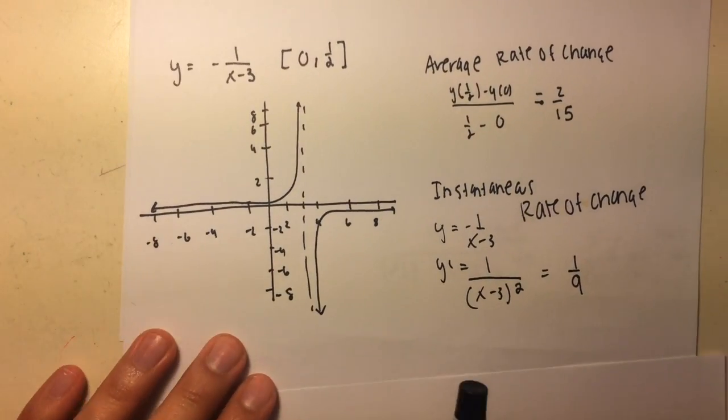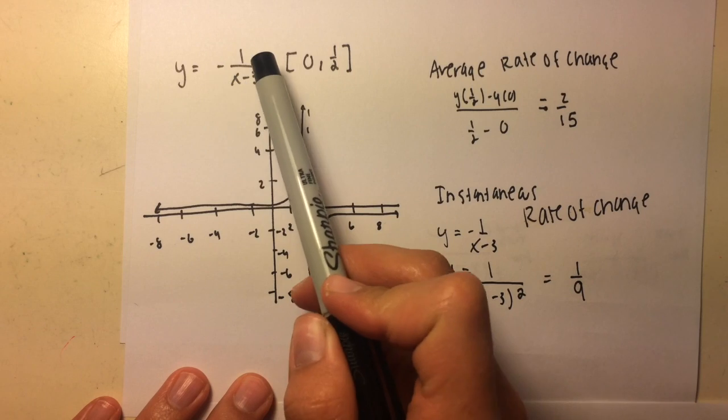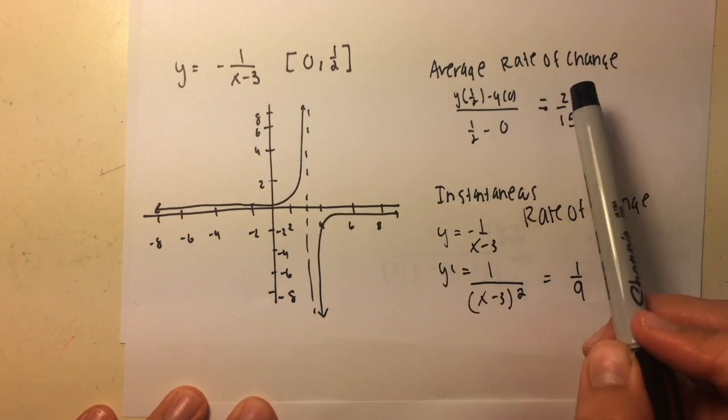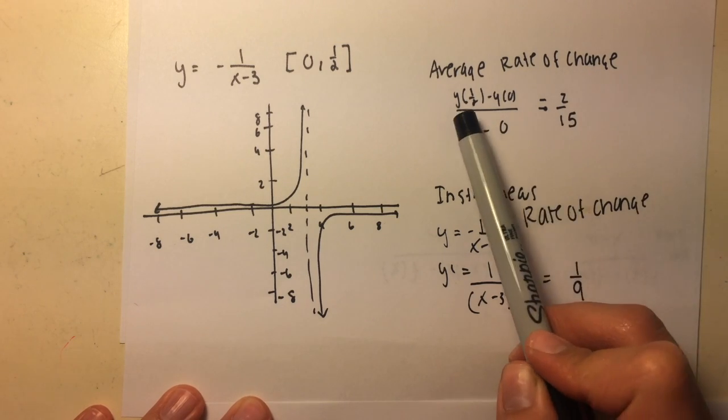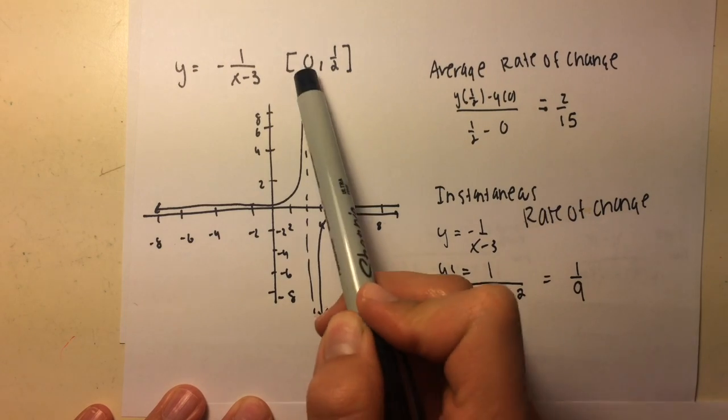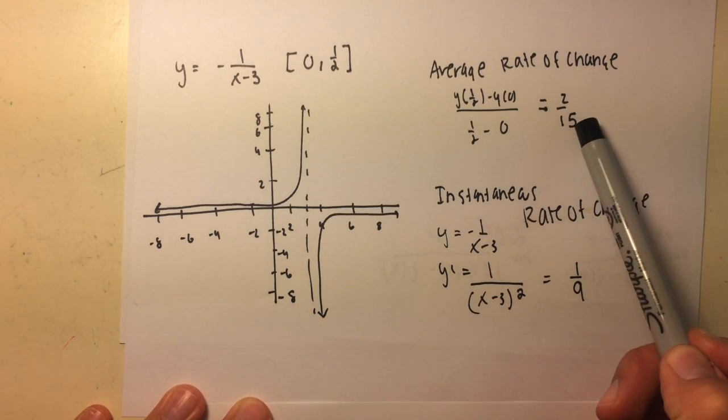Another graphing example. This function is y equals negative 1 over x minus 3, with a domain of 0 to 1 half. The average rate of change, once again, is just the slope, y2 minus y1 over x2 minus x1. See how it's using time intervals, so 0 to 1 half, and you get 2/15.